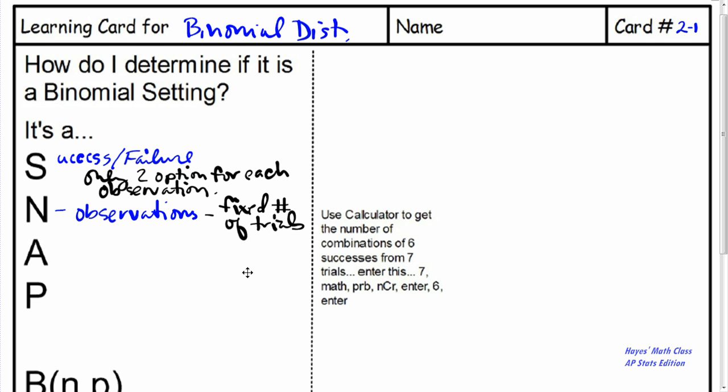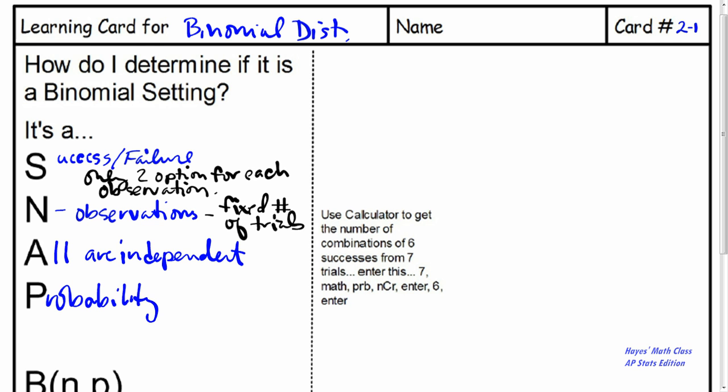Anyway, A stands for all of the events being independent. Again, that means that one thing doesn't affect the other. And then P stands for the probability of success, and that is, each trial has to have the same probability.